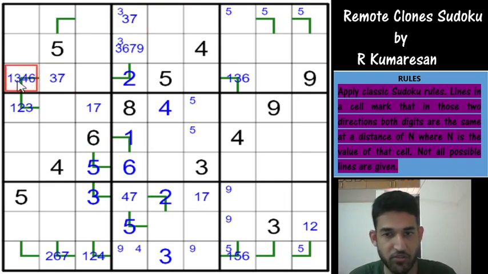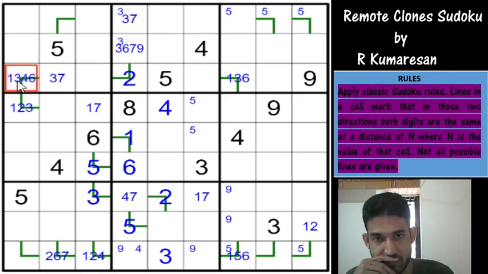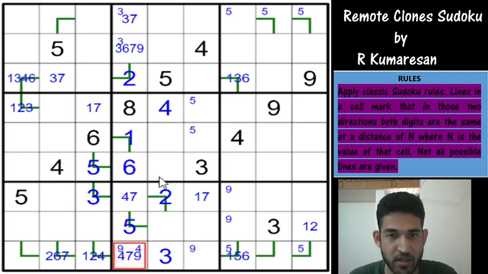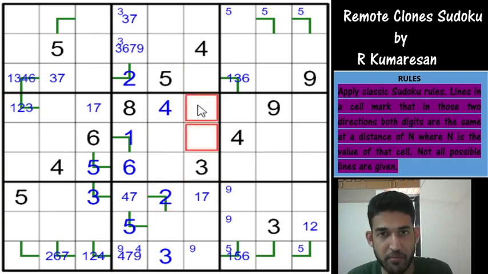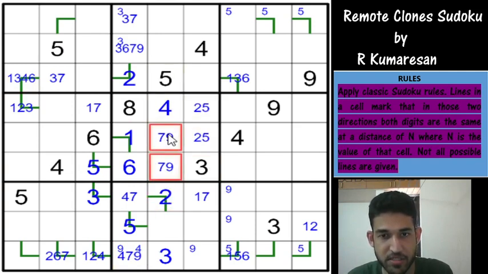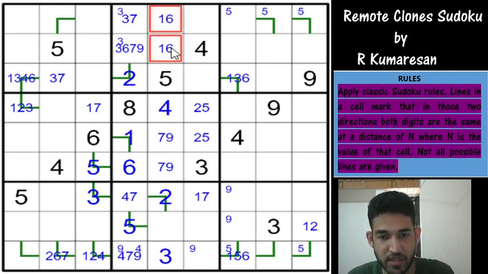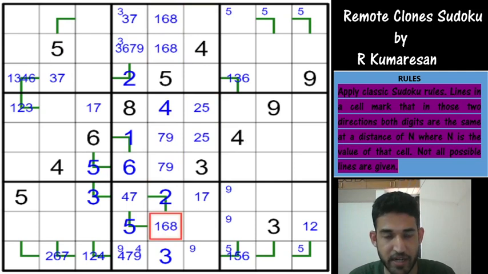This is 1, 3, 4 and 6. Okay, this cell is now 4, 7 or 9. Nothing else can go there. And 1, 6, 8, 3 and 4 and you have a 2, 5 here. So you can mark a pair. This becomes 2, 5 and this becomes 7, 9. And the rest of the cells in that column must be 1, 6 and 8.